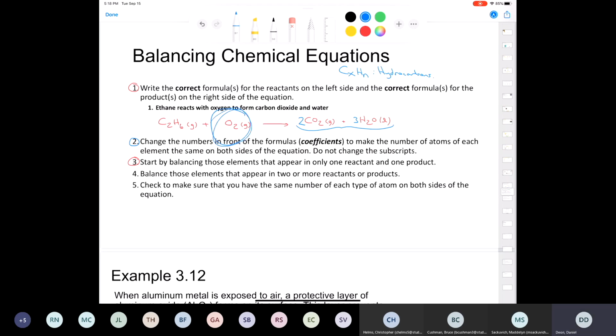What times 2 is going to give me 7? Who could tell me that? What should I put in front of my oxygen to balance it out? What times 2 will give me 7? 2 times what equals 7? Not a trick question. Trevor's got it, right? It's 3.5. Yeah, 3.5 times 2 gives you 7.